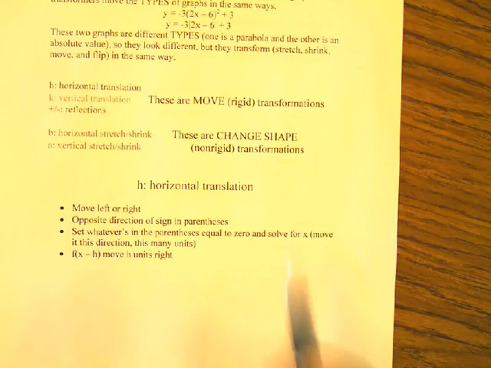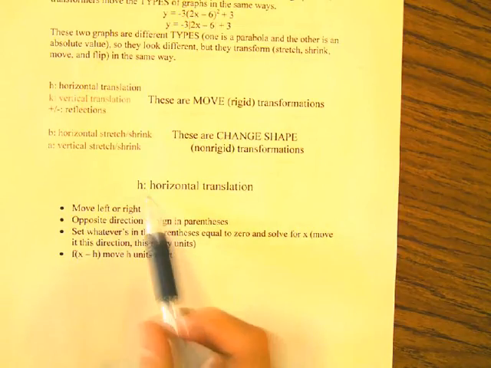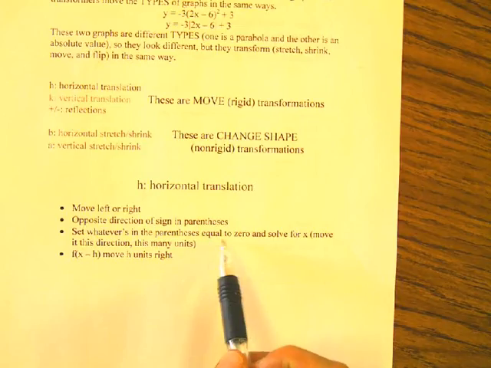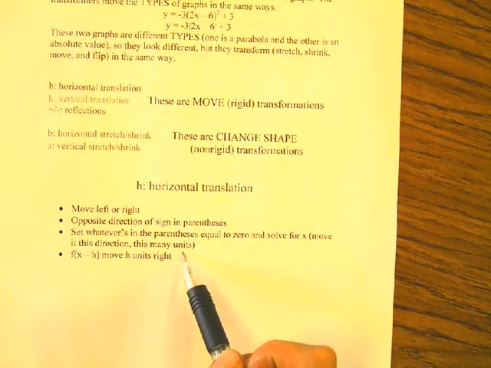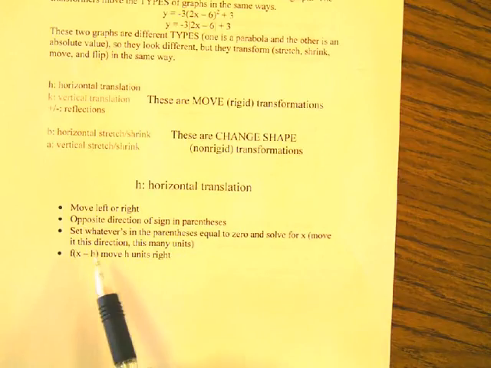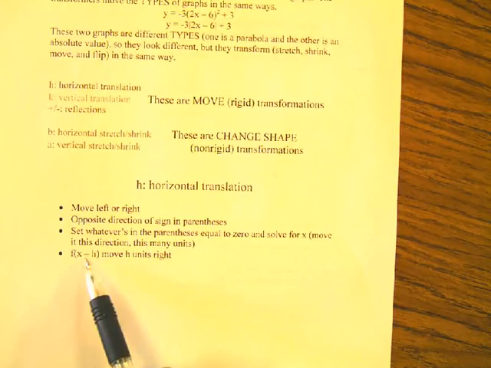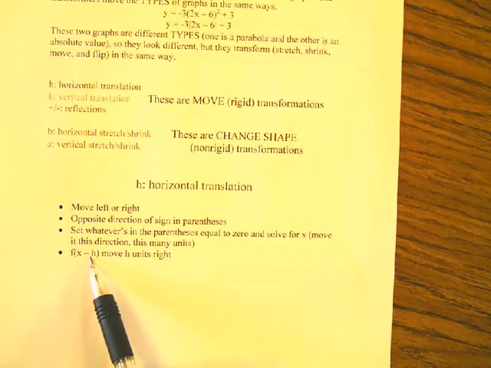And the way you figure out what h is, you set whatever is in the parentheses equal to 0 and you solve for x. And you move it in this direction. So an example would be if it's f of x minus h, you move h units right because it's the opposite sign. This is a negative, you'd move it positive.